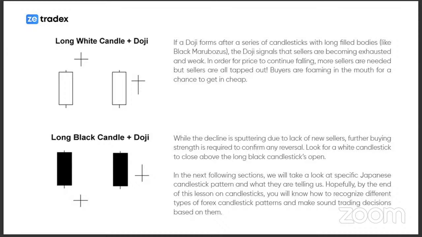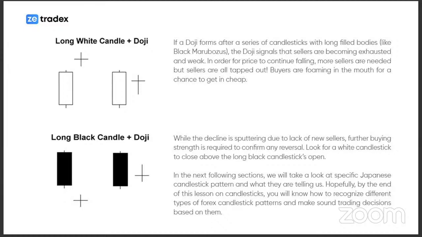Now, buyers are foaming at the mouth for a chance to get in. So when you see that long candle and then you see a doji at the top, it means that a lot of buyers have accumulated much profit on the market. And then at this point, there is an indecision, which means we don't know what to do any longer. I think a lot of buyers have taken much profit from this market. So let's wait for the next signal from the market.